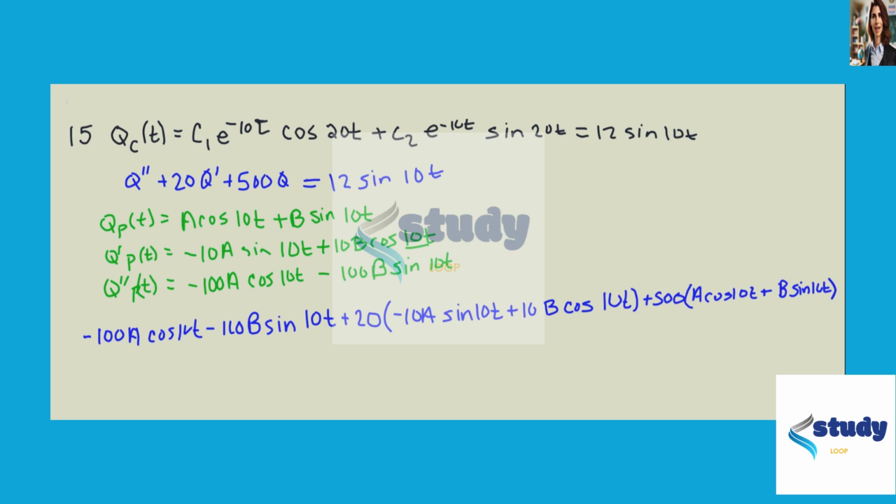So I'm going to distribute and combine. When I distribute and combine, I'm going to have negative 100B sine 10t minus 200A sine 10t plus 500 sine of 10t equals the 12 sine of 10t.